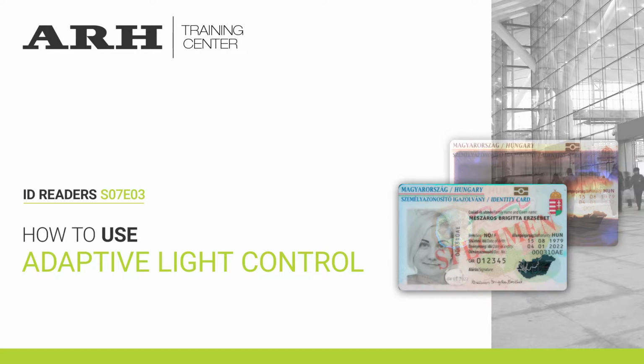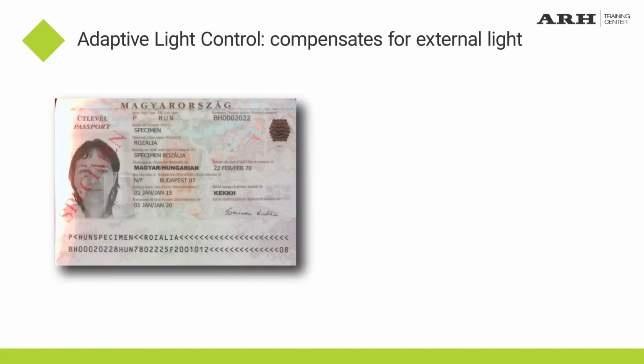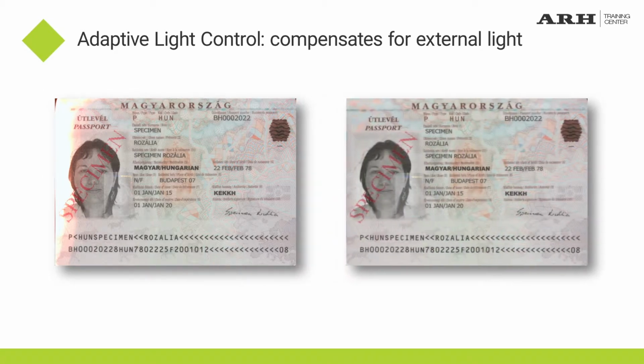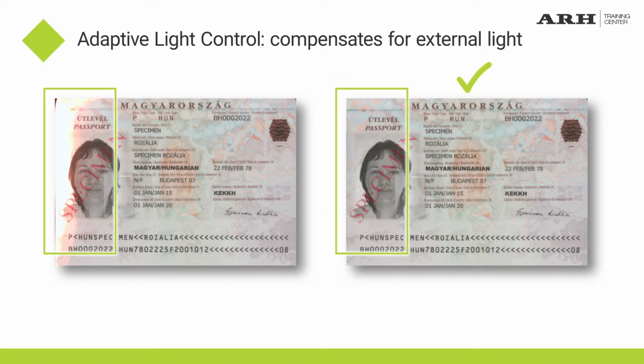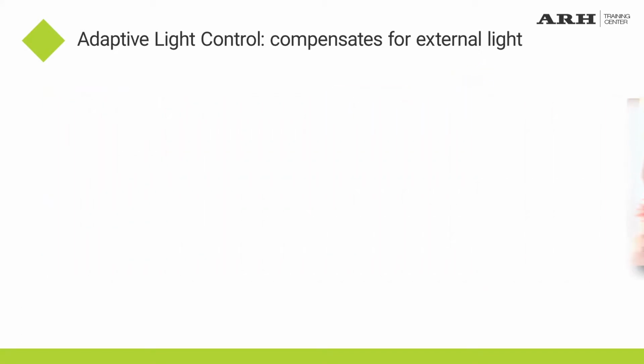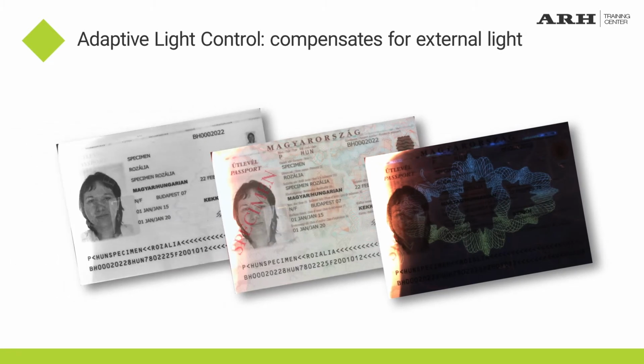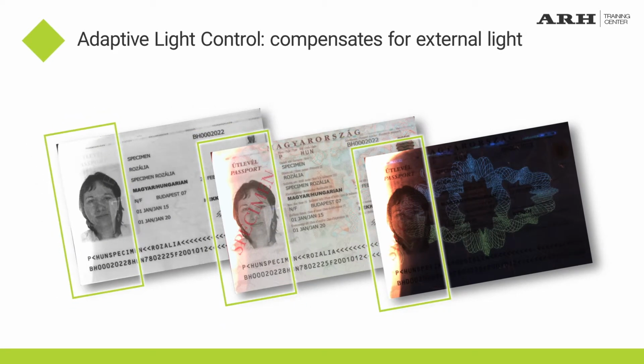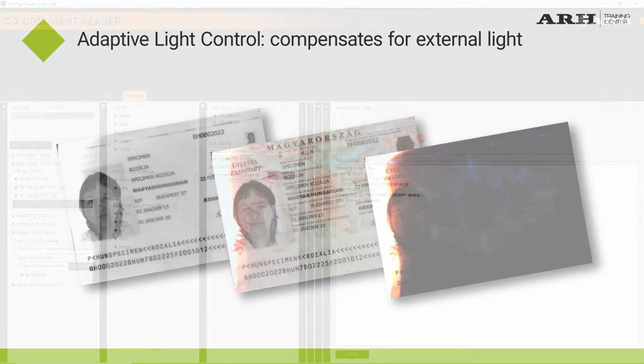In this video, you'll get familiar with the adaptive light control function of ARH ID readers. The adaptive light control feature compensates for external light interference and makes operation routine independent of the environment. As a result, it guarantees good quality imaging. Furthermore, an image with solid brightness is crucial for reliable authentication results.